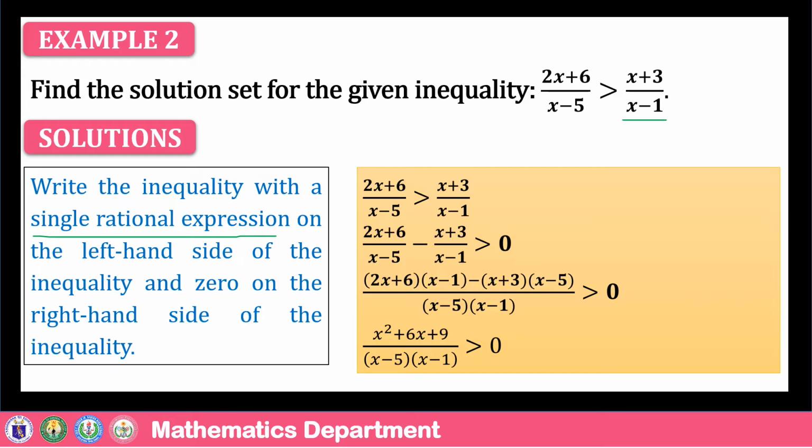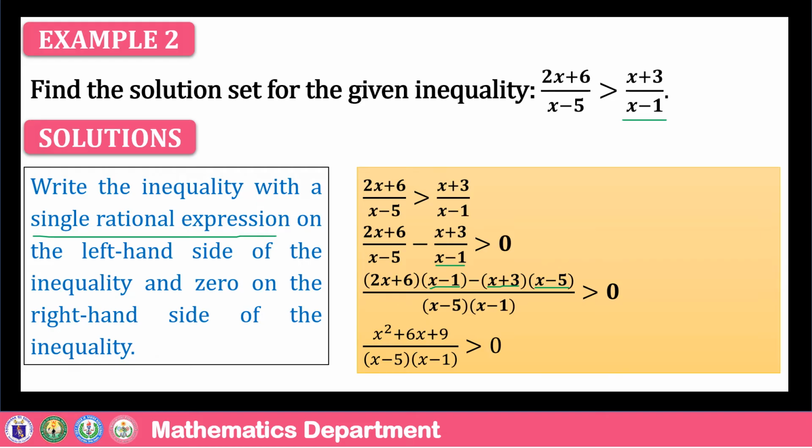So in this case here, yung LCD natin na x minus 5 over x minus 1, when we divide this one by x minus 5, that will give us x minus 1. So yung x minus 1 na yun yung i-multiply natin kay 2x plus 6. And then, dito naman sa ating second na rational expression, ang ating denominator dito ay x minus 1. So once we divide our LCD by x minus 1, we will obtain x minus 5. So that is why ang numerator natin na x plus 3, ay minultiply natin siya ng x minus 5. And then right after that, we simplify this one.